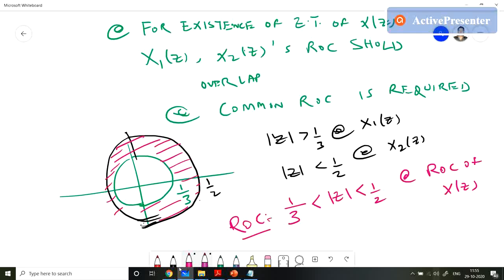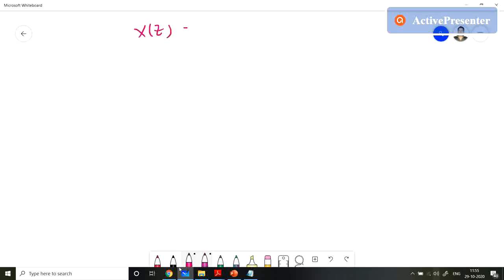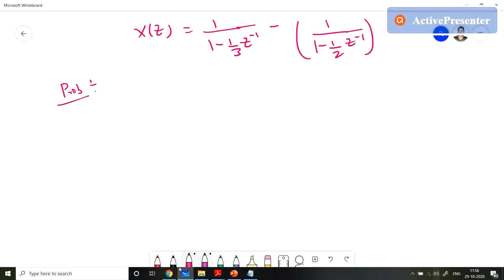And what will be the Z transform? X(z) is equal to 1 divided by 1 minus 1/3 z inverse, minus 1 divided by 1 minus 1/2 z inverse, and this is our Z transform X(z). So let us discuss another problem based on these results.